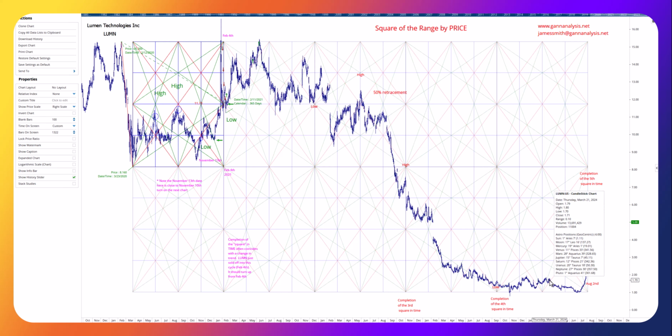It really is, to my thinking, magic. Imagine if you'd caught it back here and noticed you could have bought it here, you would have been disappointed because it still traded sideways for a long time. But when you got that double bottom and it started to move up and you knew you were completing the fifth square of the range, you knew something special was going to happen. So I think this is pretty exciting.